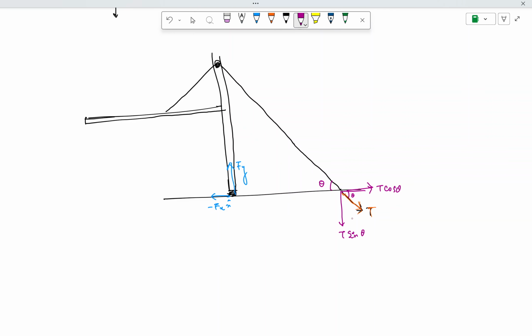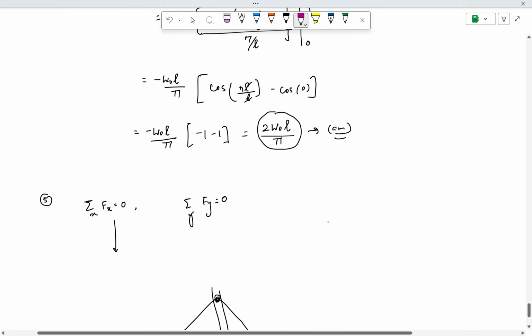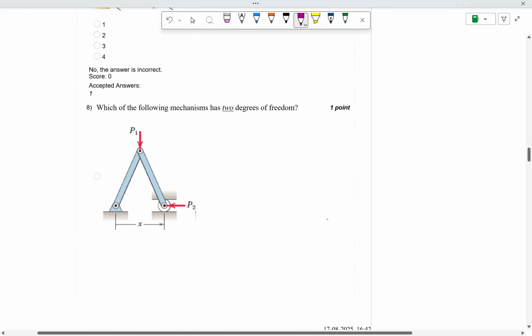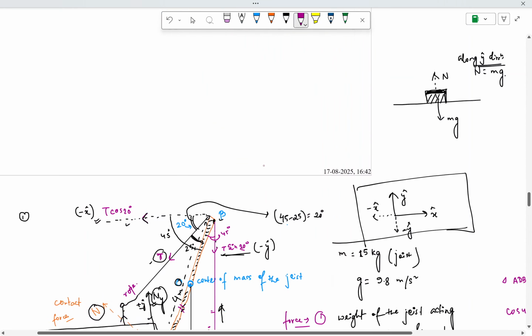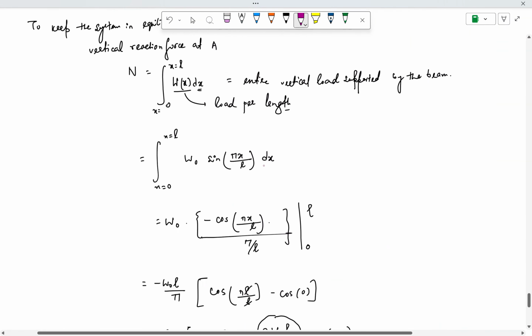And it is mentioned what the distances are. Also there are some forces or loads which are vertically downwards acting here. So 4 forces, 20, 20, 20, 20, all are separated by 1.8 and this distance is 4.5. And this is 3.75 plus 2.25. So 1.8, 4.5, 3.75 and 2.25. Now let's draw this.